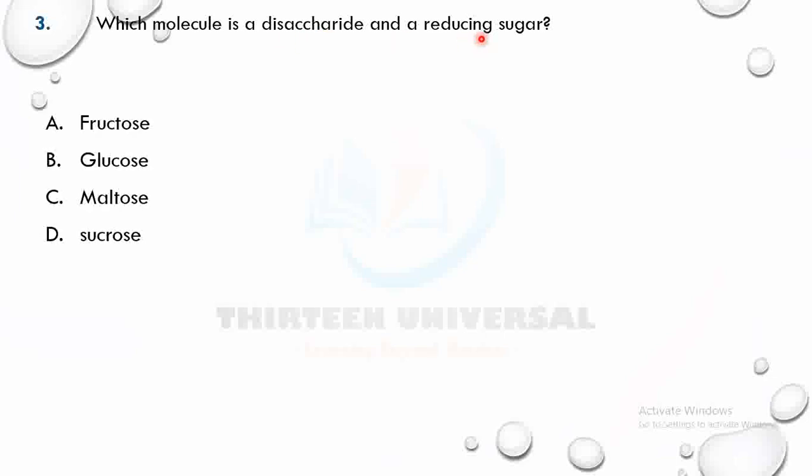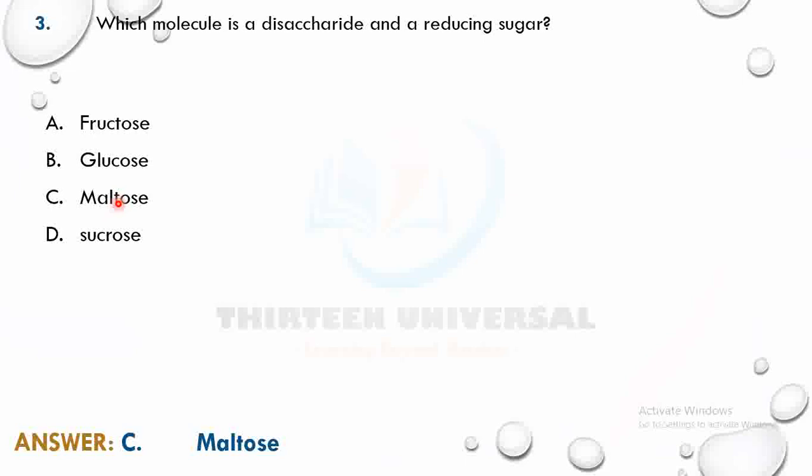Okay, so let's go, guys. Which molecule is a disaccharide and a reducing sugar? Disaccharide means two monosaccharides. Pause the video and try it. Which of them is a disaccharide and a reducing sugar? You can see fructose is a monosaccharide, glucose is a monosaccharide. These two are disaccharides, maltose and sucrose. But sucrose is a non-reducing sugar. Maltose is a reducing sugar. So it's C.